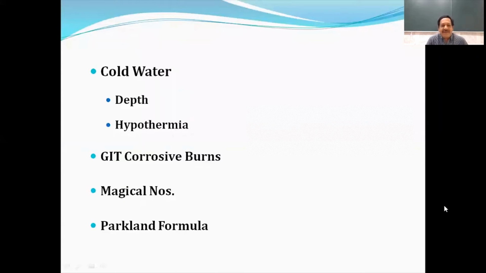One question last time asked was how the cold water decreases the depth of the burn. There are two mechanisms. One is by reducing the temperature of the burning agent. Second, by slowing down the delayed microvascular damage. By these two mechanisms, cold water helps in decreasing the depth of the burn in a case of superficial or partial thickness burns.